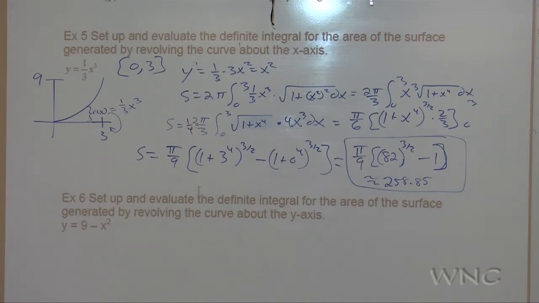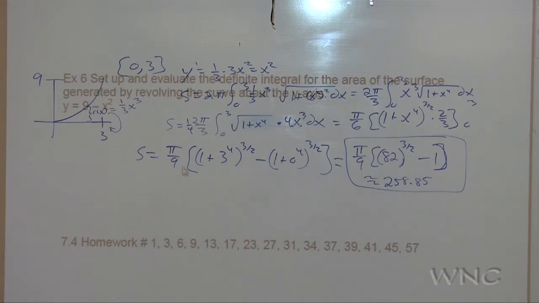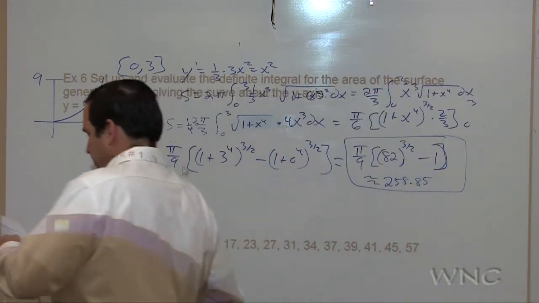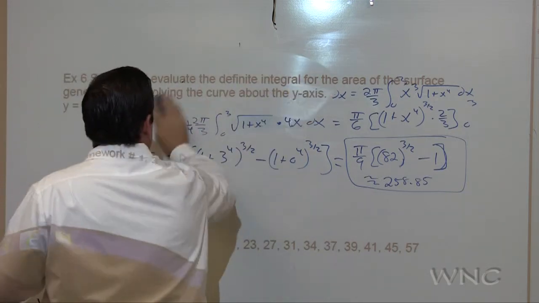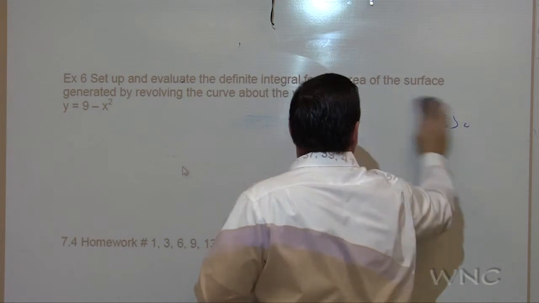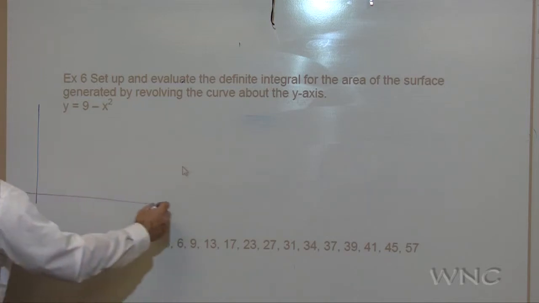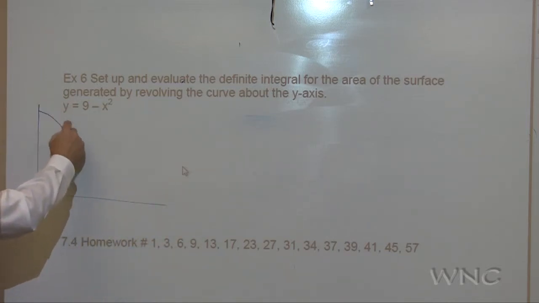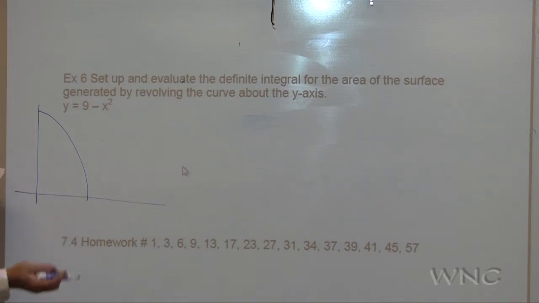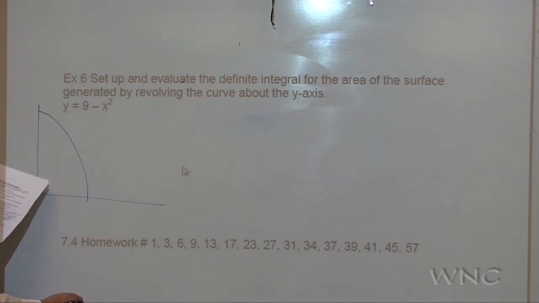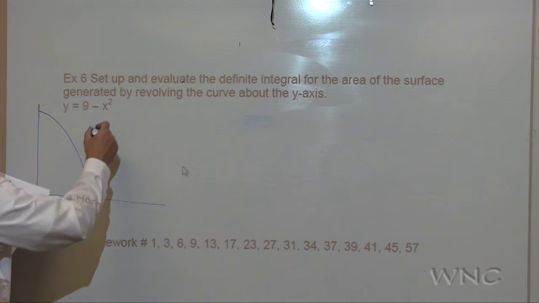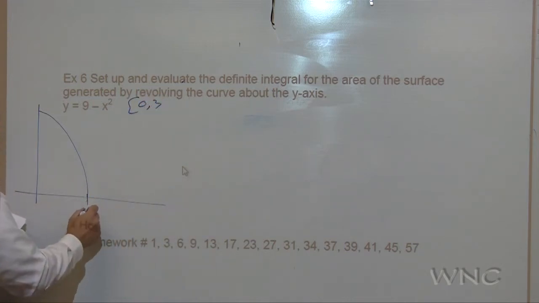Okay, we got one more to do. Set up and evaluate the definite integral for the area of the surface generated by revolving the curve about the y-axis this time, not the x-axis. Nine minus x squared is another parabola. And the interval here wasn't stated. I'm going to say 0 to 3 for x. This is 3, this is 9.